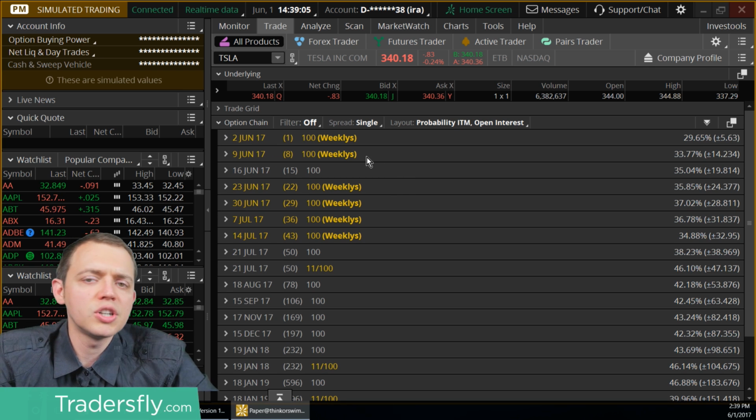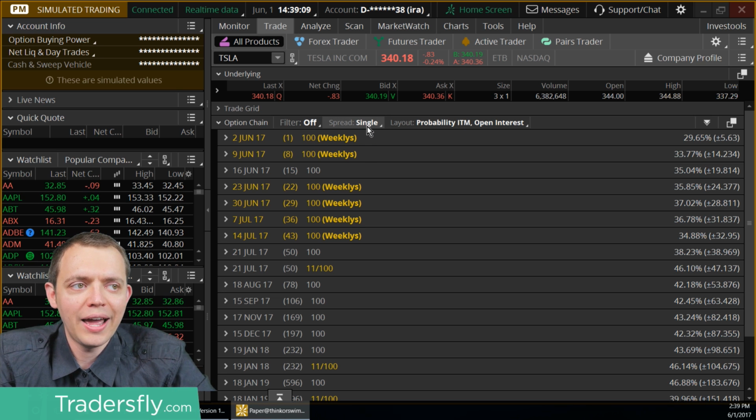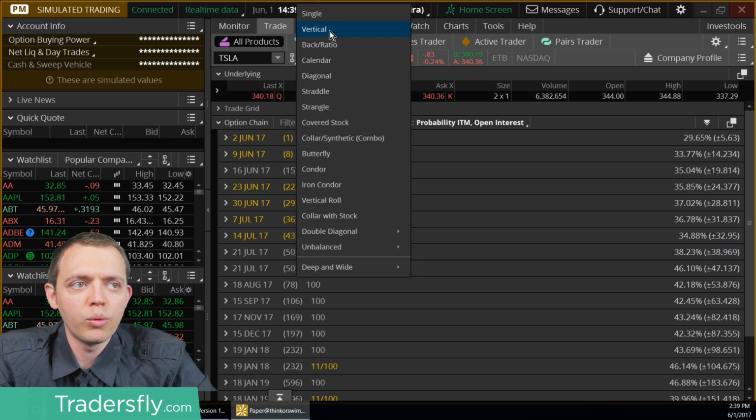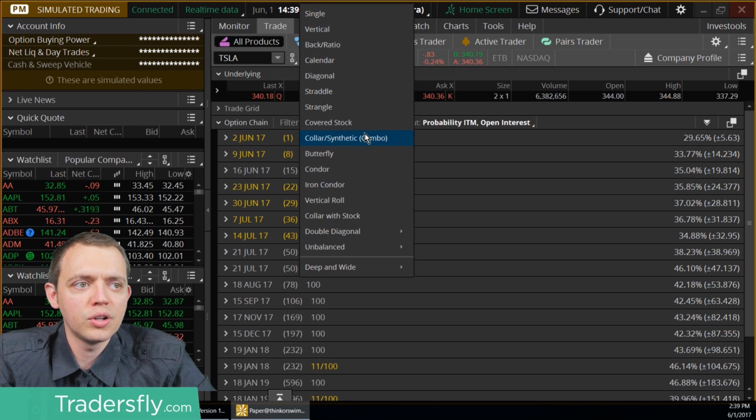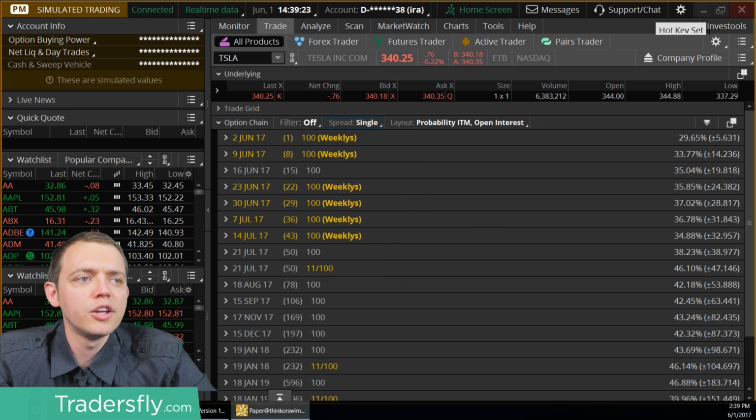Now, certain brokers allow you to sort options by category. Now here I have a standard single. What I could do is sort it by vertical, I could sort it by a straddle and strangle, and a butterfly. And you don't see any of the differences right now, but you will see them here shortly in just a minute.